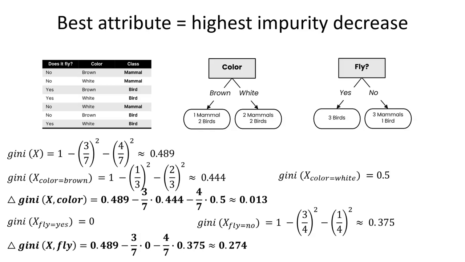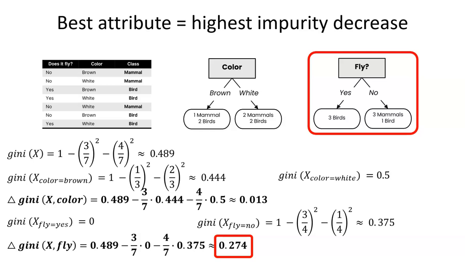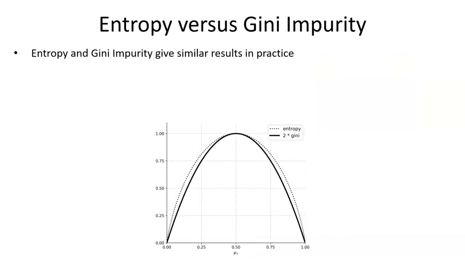You just need to compute the values. How do we find this 3 by 7? 7 is the total number of elements. If you count in the table, the total elements are 1, 2, 3, 4, 5, 6, 7. Three are mammals, and four are birds. That's why 3 by 7 and 4 by 7. This way you can easily calculate by computing in the formulas. So for fly, the Gini is 0.275.